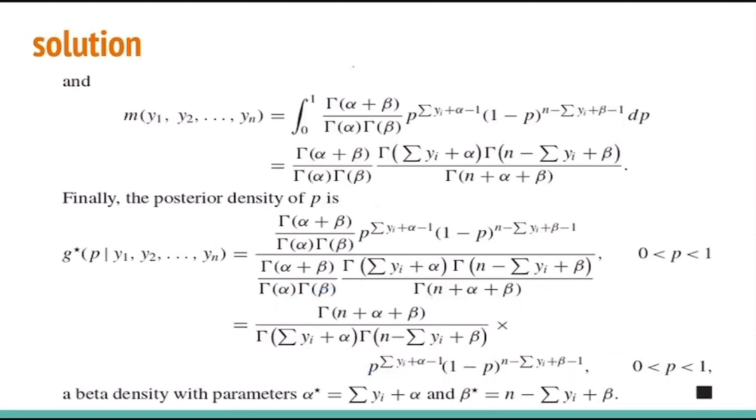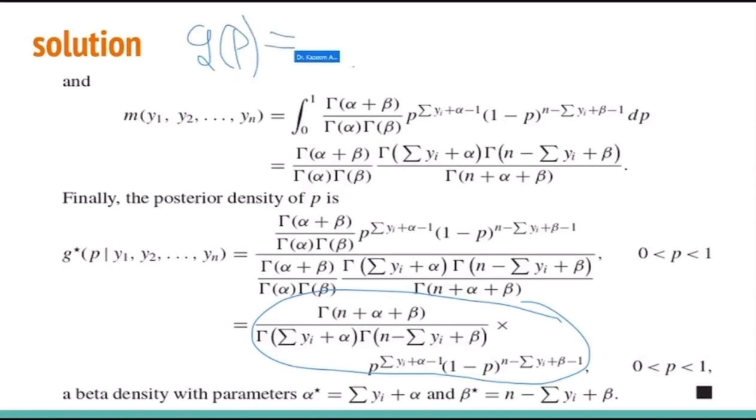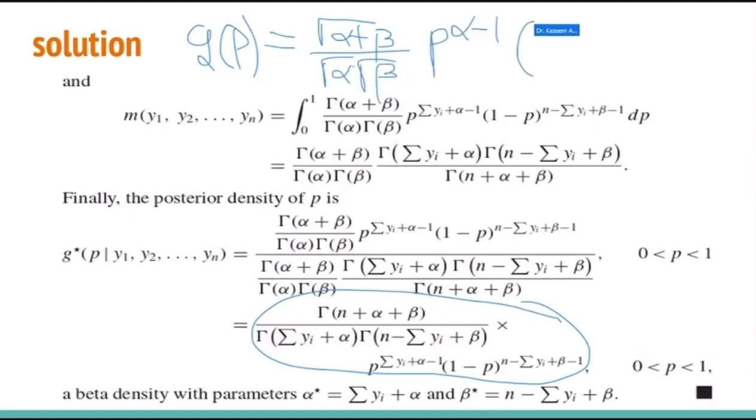Okay, so when you take a look at this, this is in the same family as the prior distribution. Don't forget, the prior distribution is actually beta, which I'm going to write now so that you have the opportunity to compare. That's going to be gamma(alpha plus beta) over gamma(alpha) gamma(beta), p raised to the power alpha minus 1, (1 minus p) raised to the power beta minus 1. That is the prior, right?